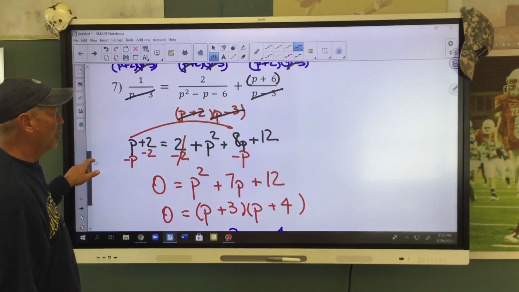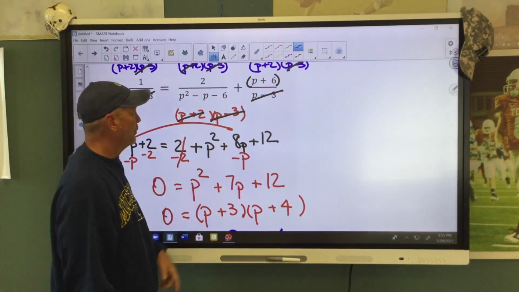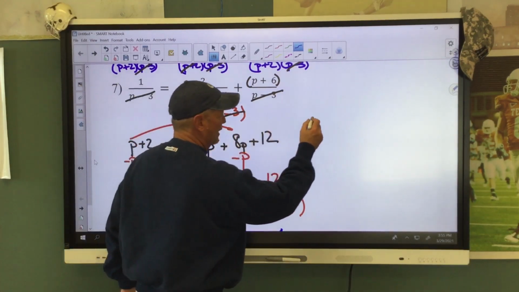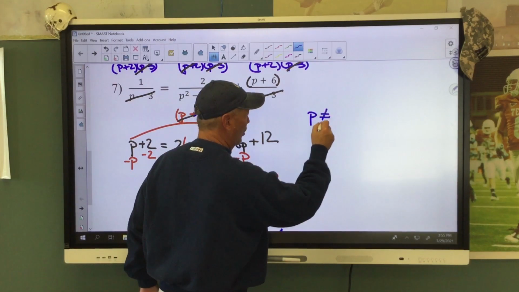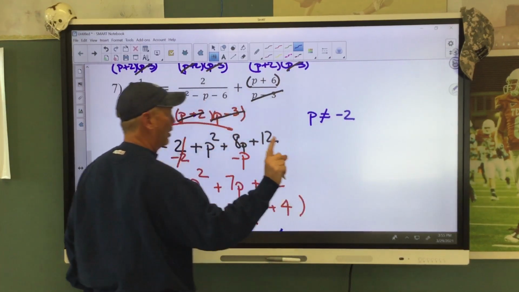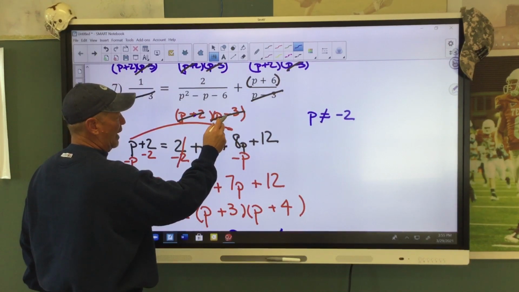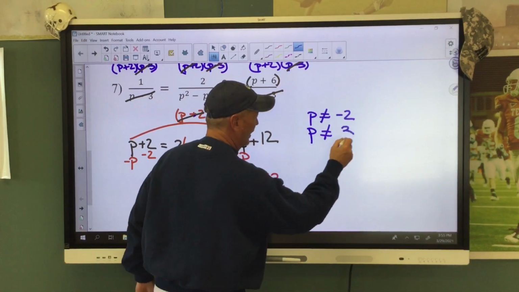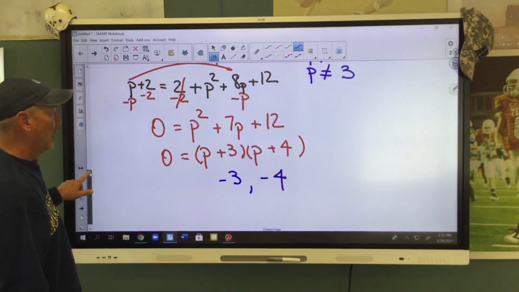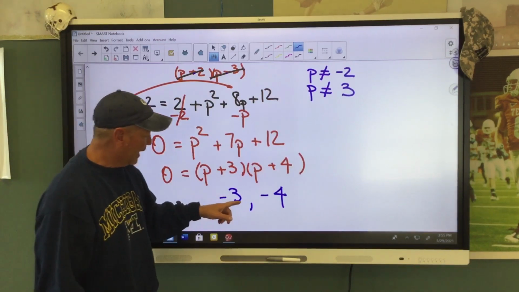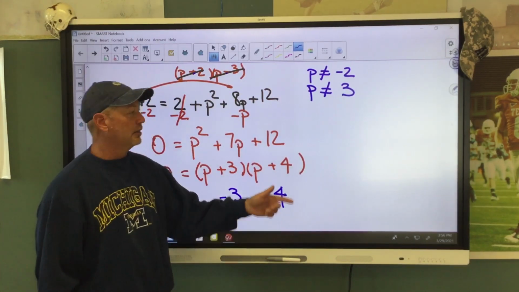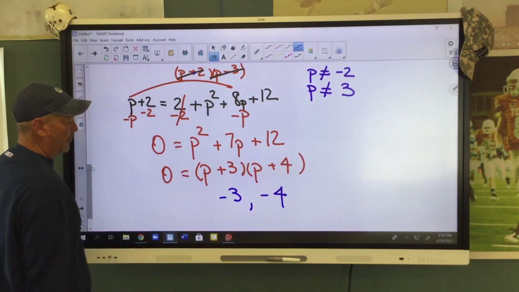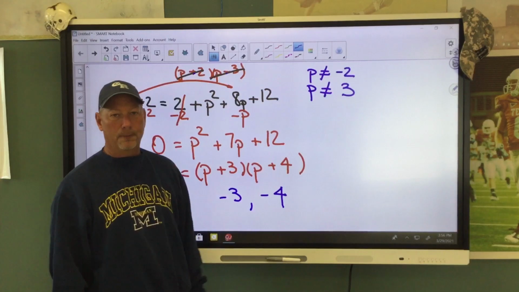We need to see if those are good answers. Okay? The opposite, this was p plus 2. The opposite is a negative 2. P cannot equal negative 2. Over here, you have to take the opposite. P cannot equal a positive 3. That's good because we have negative 3, negative 4 as our choices. This is a positive 3, so we're okay. This is a good answer. Negative 3 and negative 4.